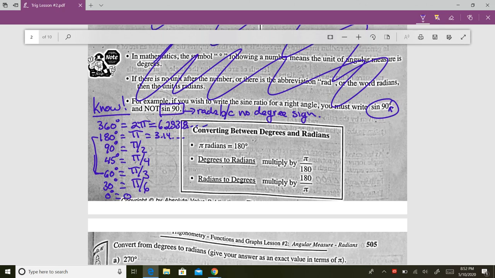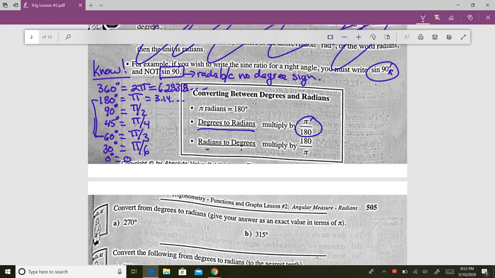If you want to convert between degrees and radians, so if you want to go degrees to rads, you multiply everything by pi over 180. If you want to go from radians to degrees, you multiply by 180 over pi. We're going to practice this right now, but you need to remember those.